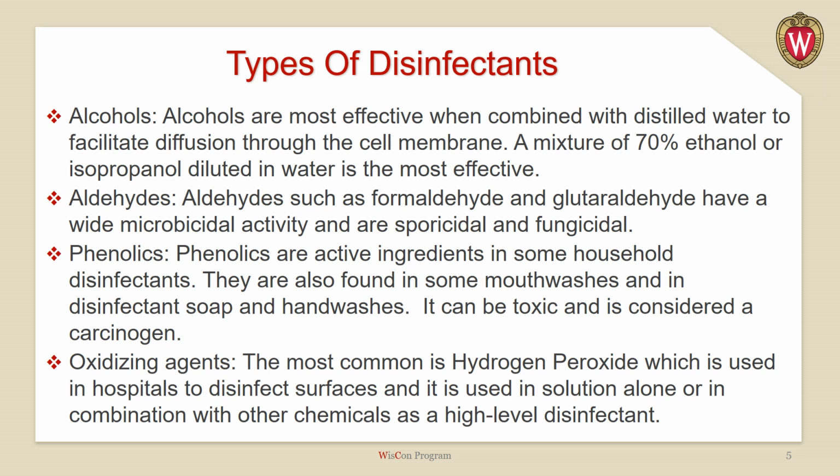Phenolics. Phenolics are active ingredients in some household disinfectants. They are also found in some mouthwashes and disinfectant soaps and hand washes. They can be toxic and are considered a carcinogen. Oxidizing agents. The most common is hydrogen peroxide, which is used in hospitals to disinfect surfaces, and it is used in solution alone or in combination with other chemicals as a high-level disinfectant.